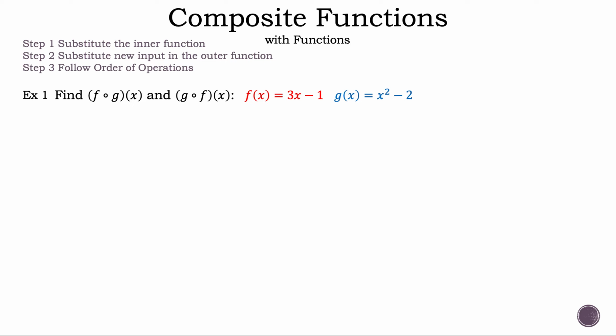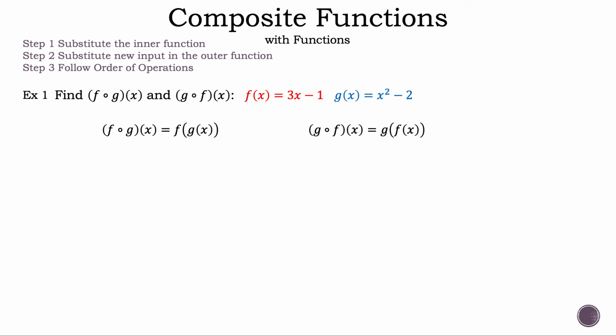Let's read the steps. Step 1. Substitute the inner function. Step 2. Substitute new input in the outer function. Step 3. Follow order of operations. Now, let's read the question. Find f of g of x and g of f of x, where f of x is equal to 3x minus 1 and g of x is equal to x squared minus 2. Let's write down what we need to find. F of g of x and g of f of x.